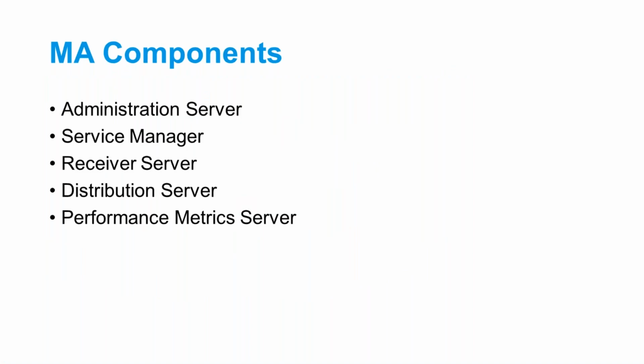So what are the components of microservices architecture? You have the administration server and the service manager. Service manager is a watchdog for all other services. In the administration server, you configure Golden Gate processes. The receiver server receives the changes. It works in conjunction with the distribution server.